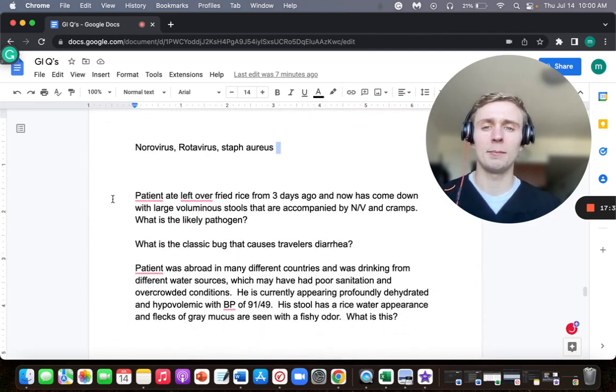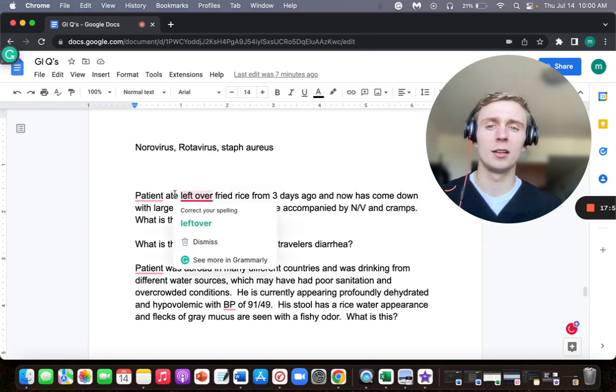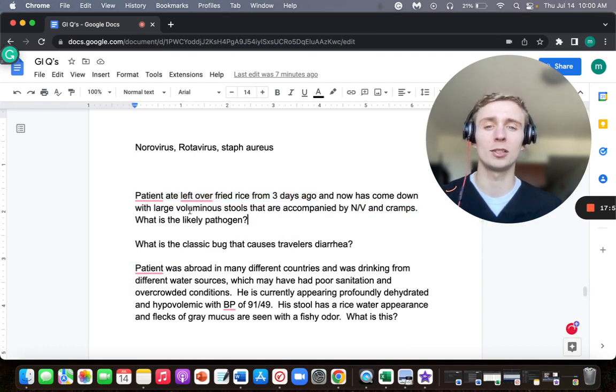So next couple, patient ate leftover fried rice from 3 days ago, and now has come down with large voluminous stools. So you remember which type of diarrhea that was, large voluminous stools, that are accompanied by nausea, vomiting, and cramps. What is the likely pathogen? So again, fried rice left out for 3 days and voluminous stools.